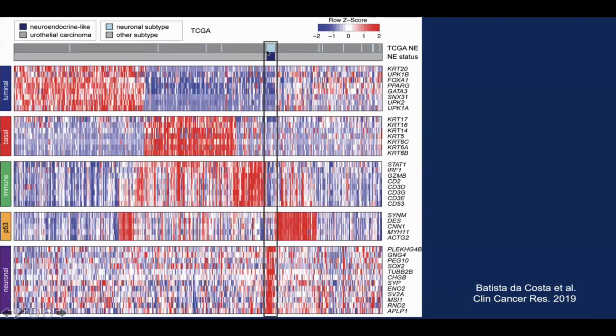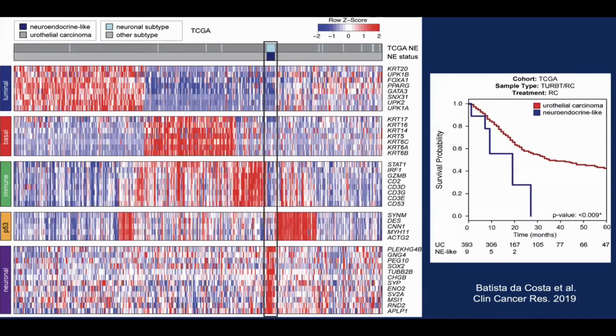But in any case, you find a very small group within the larger cohort of patients with neuroendocrine-like gene expression, and they do very poorly. So this is a survival curve, and you can see that the neuroendocrine-like ones have very poor outcomes. All patients essentially have died within just over 2 years.